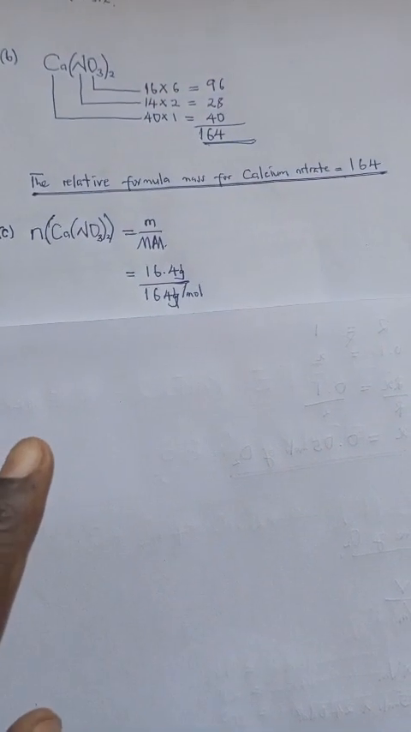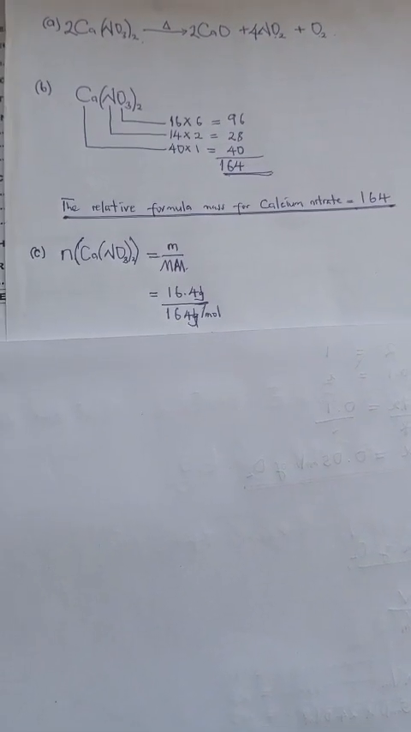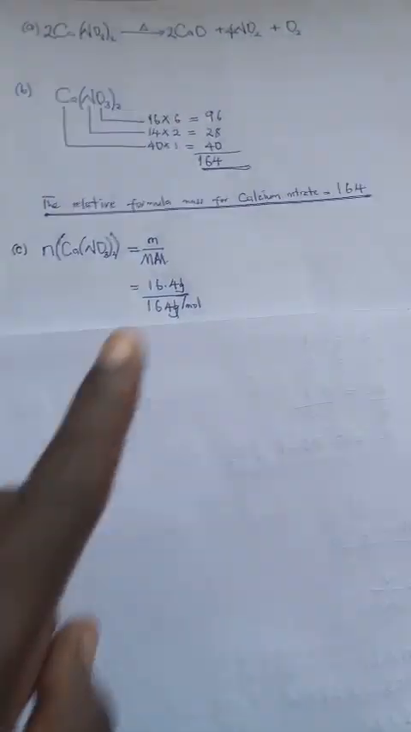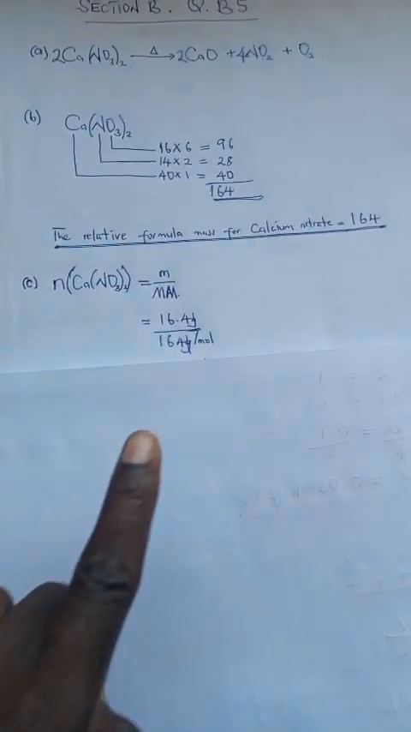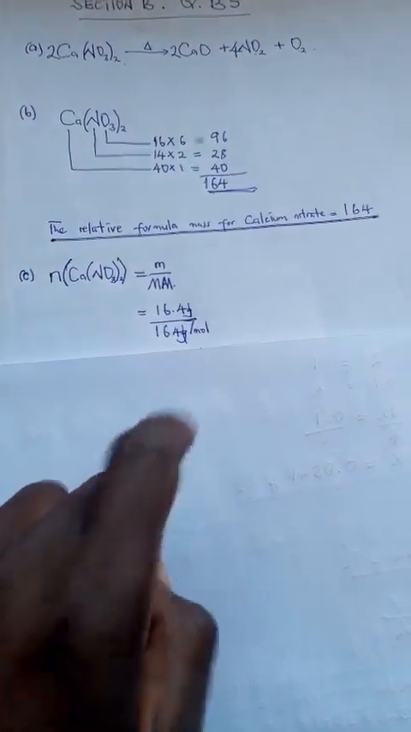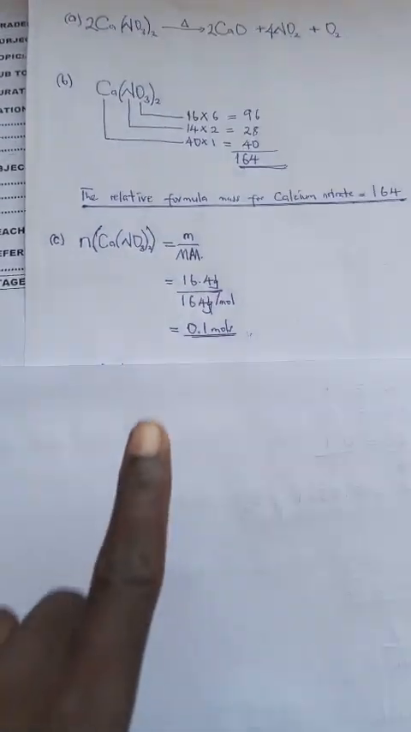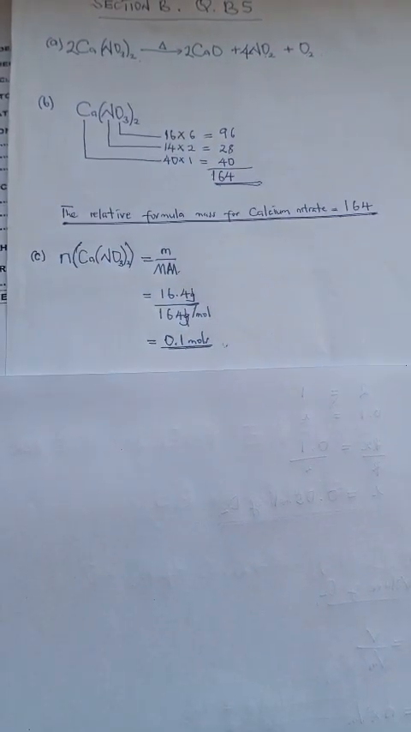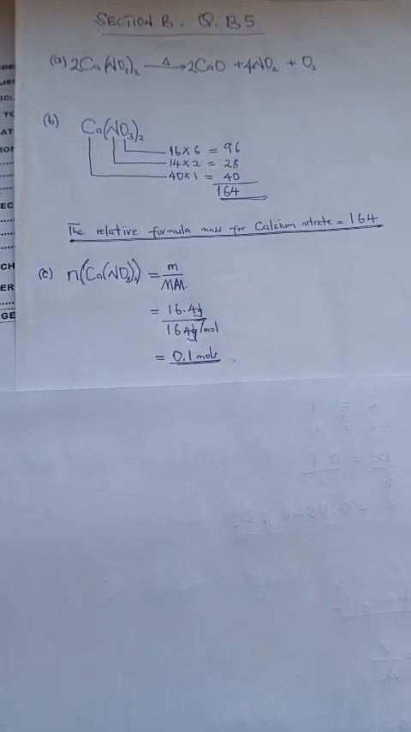This is what we have here. We have 16.4 grams of calcium nitrate. We divide by the molar mass, which is 164. So we've just put grams on this number, which we found as a relative formula mass, because molar mass is expressed in grams per mole. So when we did our math, we discovered that the number of moles of calcium nitrate is 0.1 moles.